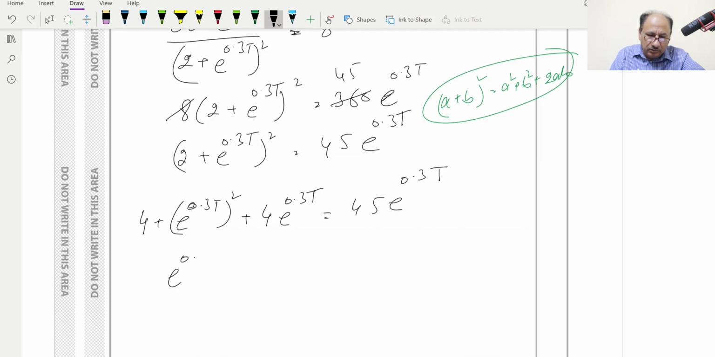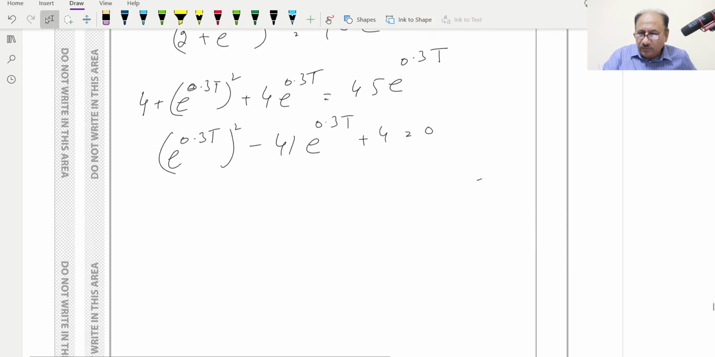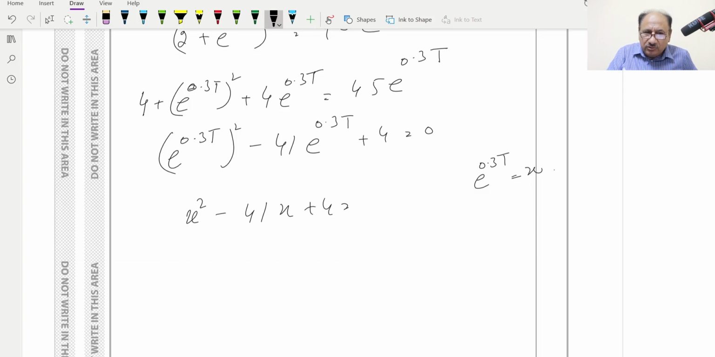Now we can rewrite this in quadratic form. 4 e raised to 0.3T squared, and 4 minus 45 will be minus 41, so minus 41 e raised to 0.3T, and plus 4 is equal to 0. This will be the equation in quadratic form. We can put e raised to 0.3T is equal to x, so our quadratic equation will be x squared minus 41x plus 4 is equal to 0.